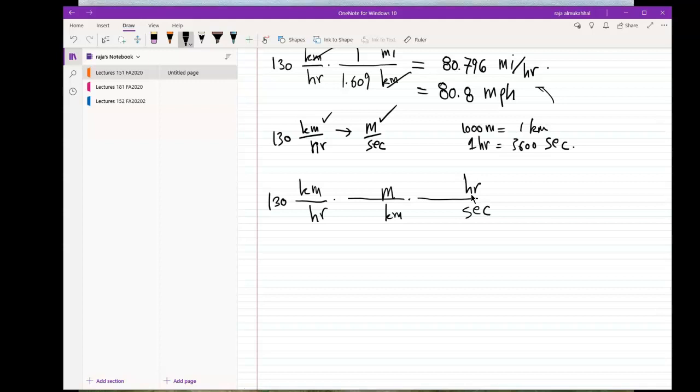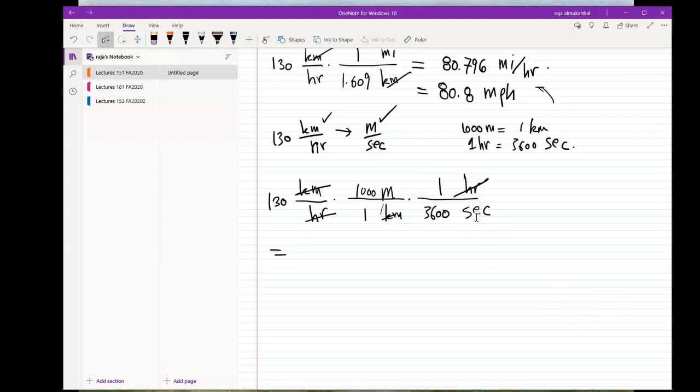And the relationship is 3,600 seconds is 1 hour, and 1,000 meters in 1 kilometer. Done. See that? So kilometer cancels out, hour cancels out. So I'm left with meters per second. You see that? So meters per second. And now I'm going to use my calculator. Go ahead and use it with me, please.